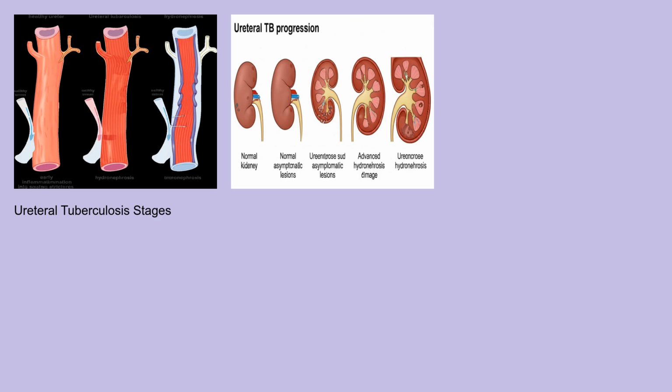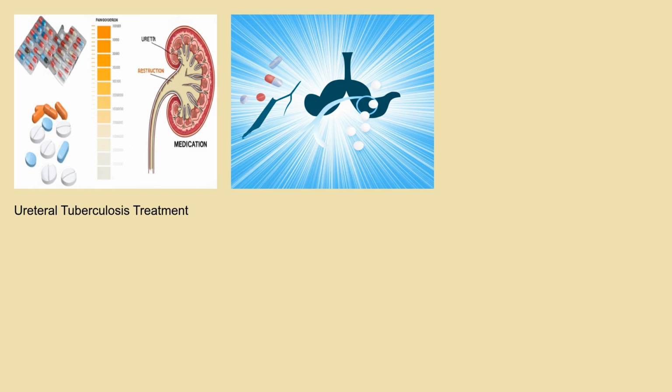Ureteral tuberculosis isn't typically categorized into specific types, but rather stages based on the severity of the infection and the extent of damage to the ureter and kidney. Early stages may involve mild inflammation and granuloma formation, while later stages are characterized by significant strictures, hydronephrosis, and potential kidney damage. The treatment for ureteral tuberculosis primarily involves anti-tuberculosis medications. These medications, typically a combination of drugs like isoniazid, rifampin, pyrazinamide, and ethambutol, are taken for a prolonged period, usually 6 to 9 months. In addition to medication, surgical intervention may be necessary to relieve ureteral obstruction.